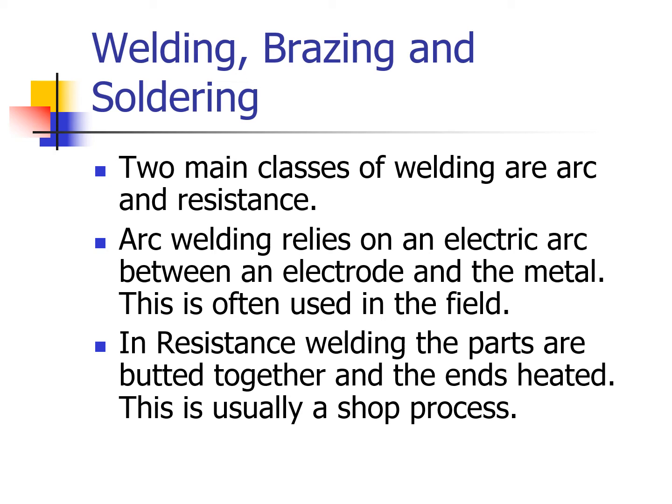The other type of welding is resistance welding. In resistance welding, the parts are butted together and the ends are heated. Because I could be dealing with big parts and I'm butting them together, this is usually a shop process. I mentioned that arc welding is often used in the field. Resistance welding is generally a shop process and is not used in the field.